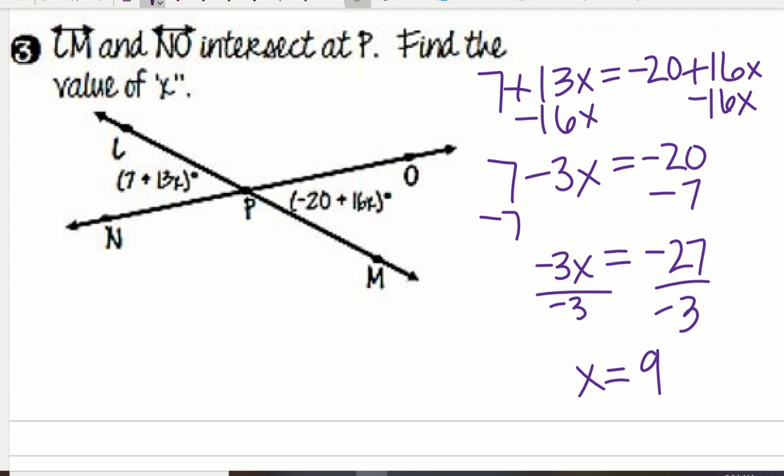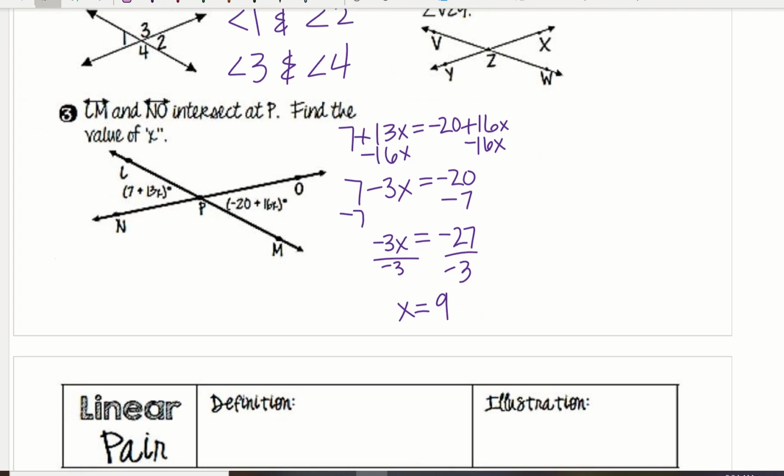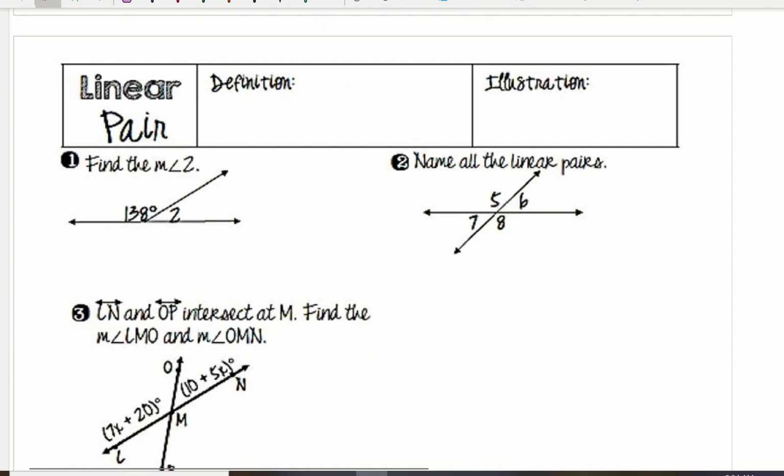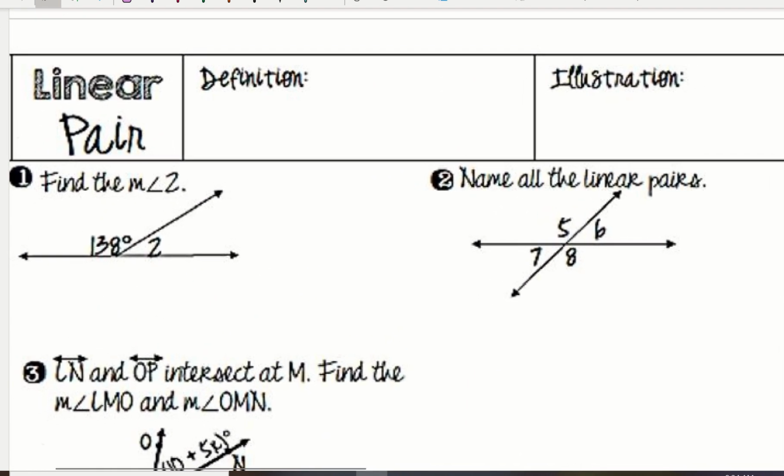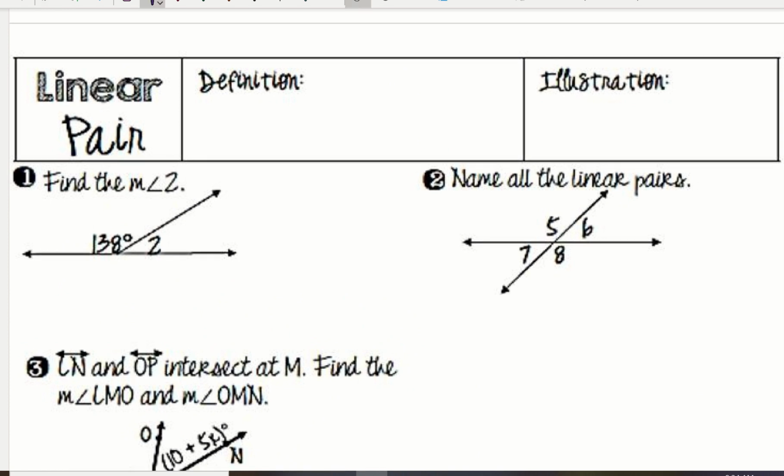Vertical angles, good, easy, no problem, awesome. Nobody answered, so I'm going to say yes. Yes. Okay, linear pair. Linear pairs are a special type of supplementary angles. It's adjacent angles that are supplementary.